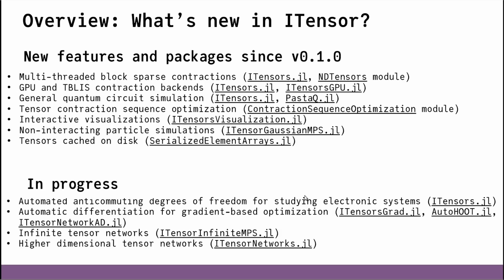In this talk, I'm not going to go into too much of the background of ITensor because that's covered elsewhere, and I want to focus on new features that have been added and related packages that have built upon ITensor since the 0.1 release. For example, I'm going to discuss multi-threaded block-sparse contractions, the GPU and TBLIS contraction backend, a quantum circuit simulator, tools we've provided for tensor contraction sequence optimization, interactive visualization tools, and a variety of other packages that we've been working on.